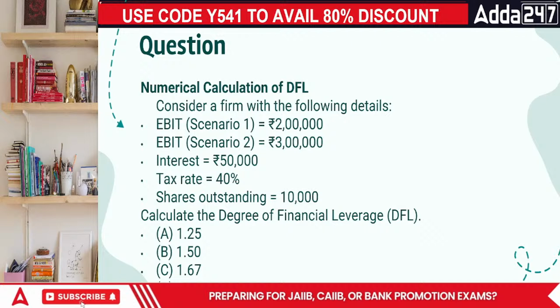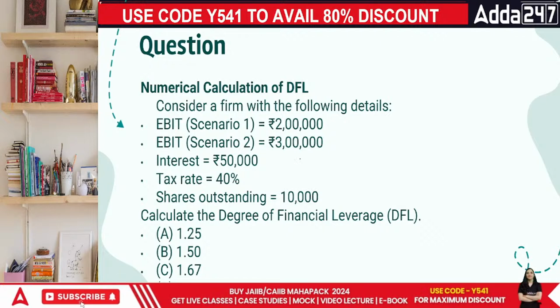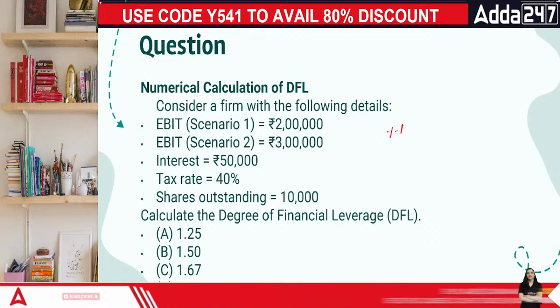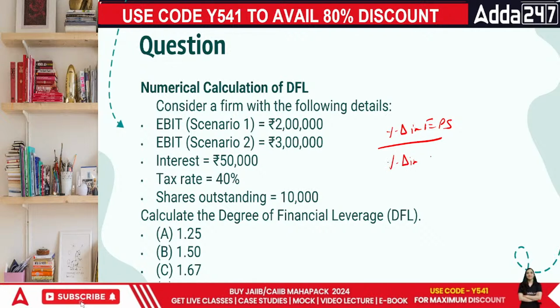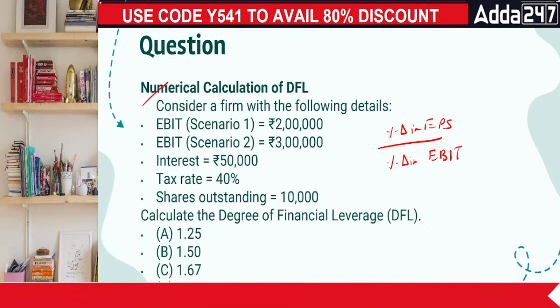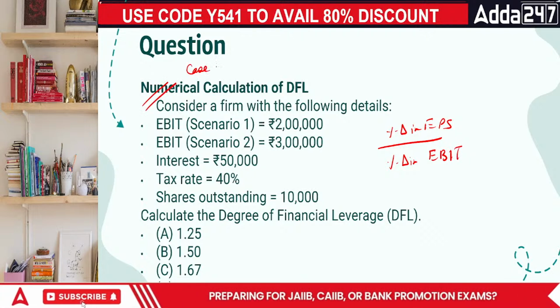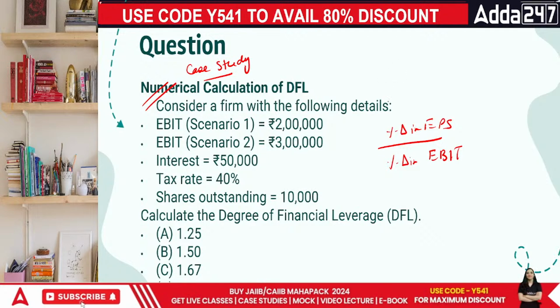What's the formula for this? The formula for this is actually change in EPS divided by change in EBIT. That is percentage change in earning per share divided by percentage change in EBIT. Everyone, this is a lengthy question, but it can be covered in the examination as a case study. Let's do this question together.